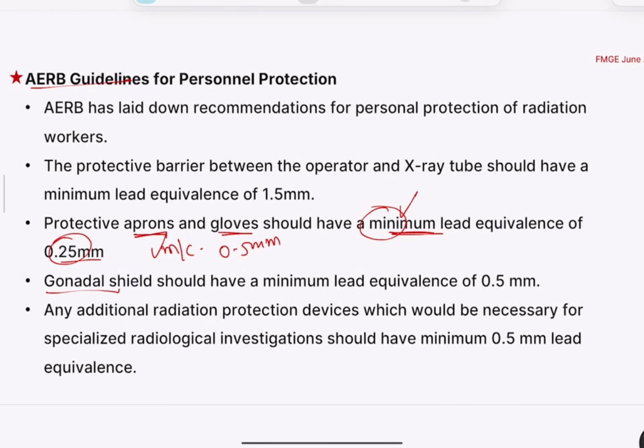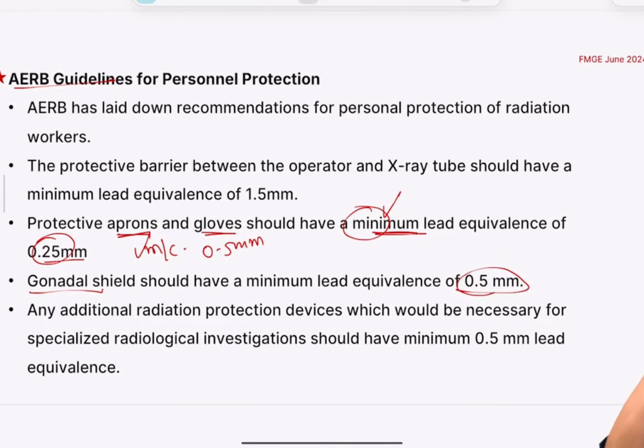The gonadal shield should have a minimum of 0.5. The barrier that is there between the operator and the X-ray tube, that should be 1.5 mm.